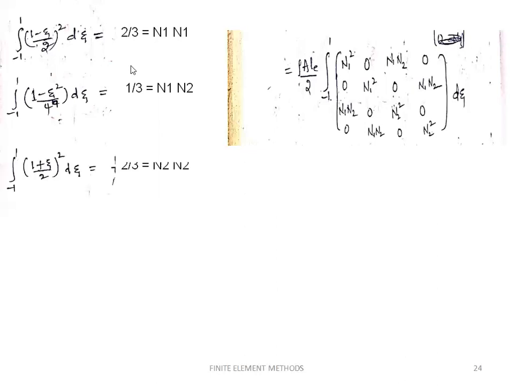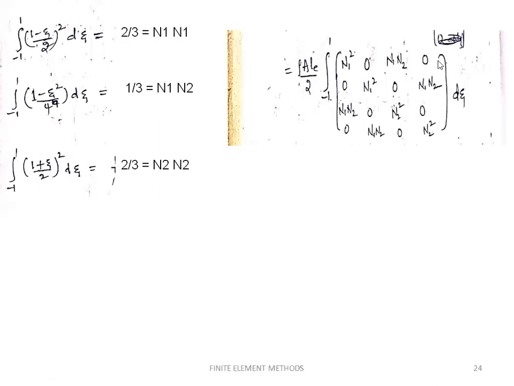Similarly, let us do the integration of n1 and n2 with limits of -1 to 1 with respect to d zeta. Here n1 into n2 can be written as 1 minus zeta by 2 into 1 plus zeta by 2, that is 1 minus zeta square by 4. If you do the integration with respect to d zeta and put down the limits as -1 to 1, we'll get the value of 1 by 3. Similarly, we can obtain n2 square, which is 2 by 3.